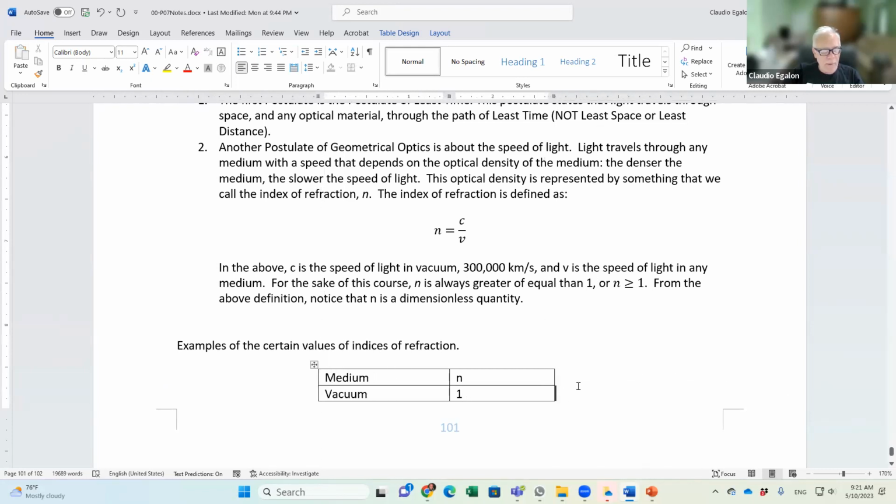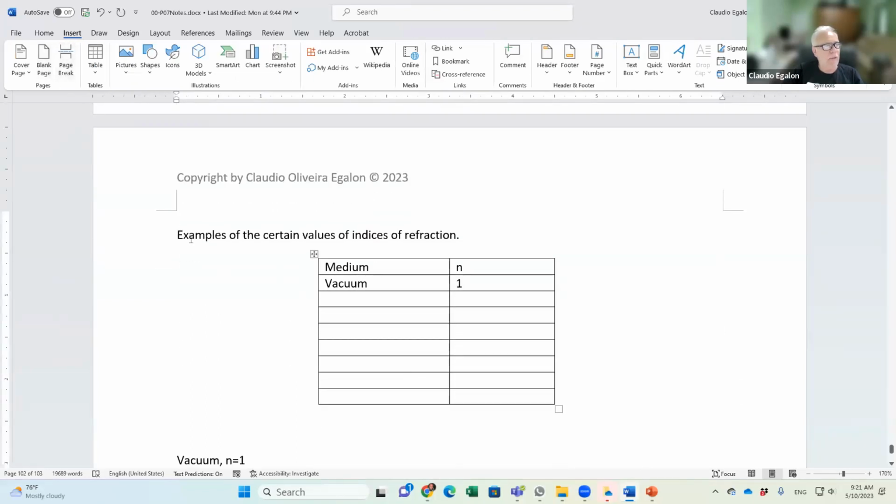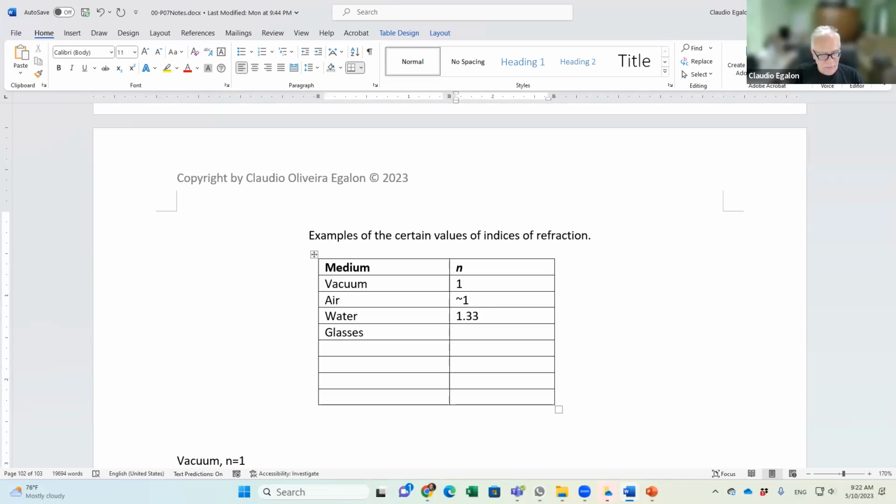There are a bunch of optical media out there, by the way. The next one I already have here, I'm going to put it in the next page. And air. It's very close to 1. It's not exactly 1. It's 1.0000 whatever. Okay, but it's very close to 1, so I'm going to put it here approximately 1. Then we have another optical medium that we call water. Water's refractive index is approximately 1.33. Most glasses, not every one, but most glasses, is 1.5.